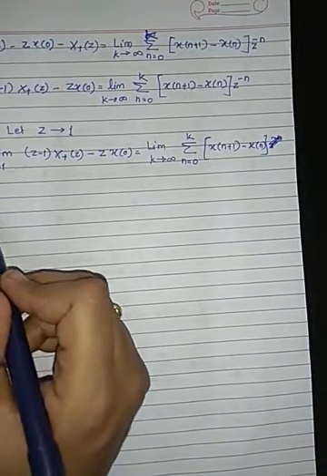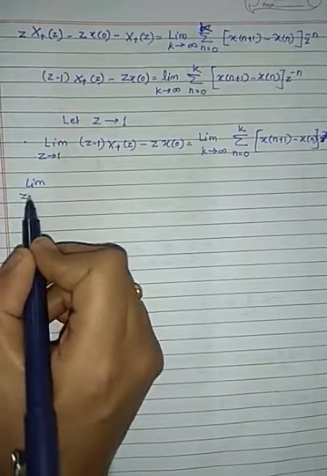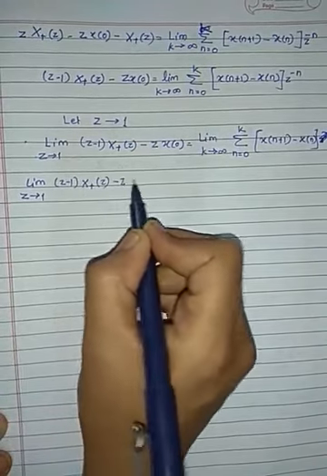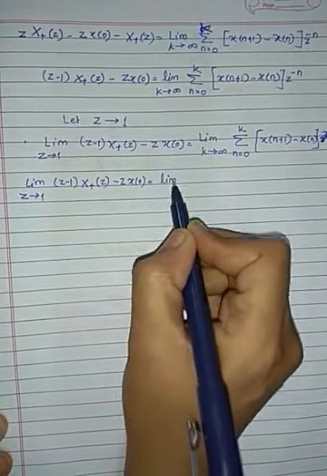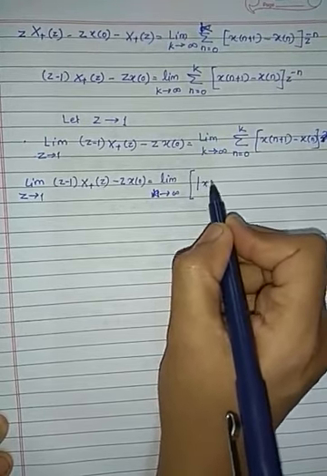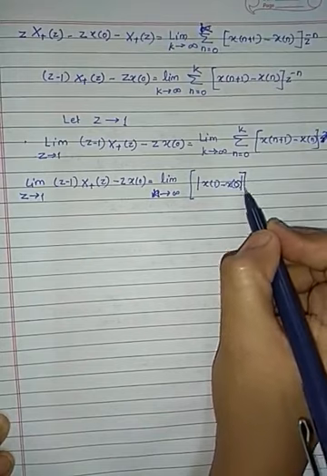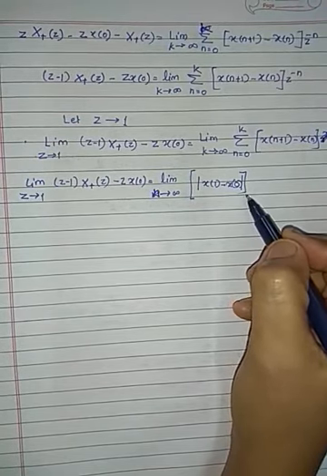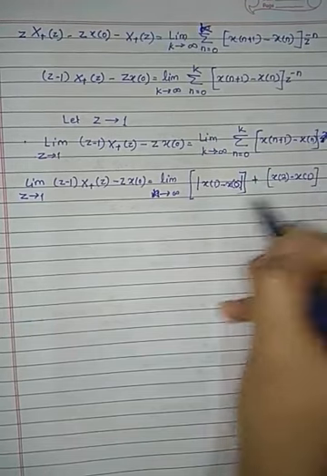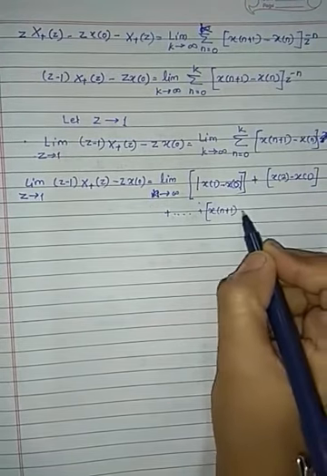Now after simplification, we have the limit as z tends to 1 of (z minus 1) X plus of z minus z into x of 0 is equal to the limit as n tends to infinity of (x of 1 minus x of 0) plus (x of 2 minus x of 1) plus so on up to (x of n plus 1 minus x of n).